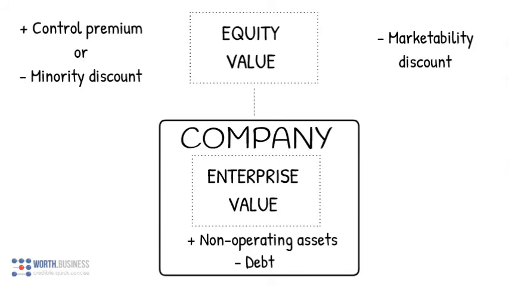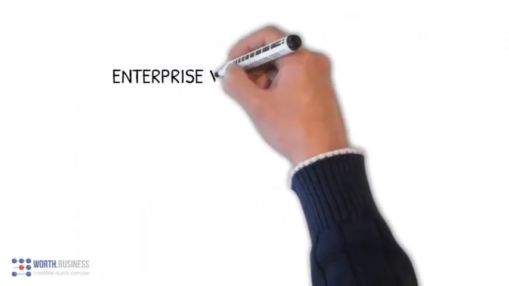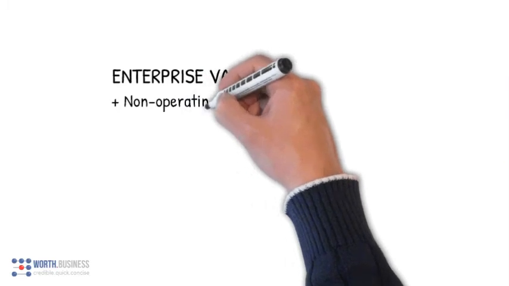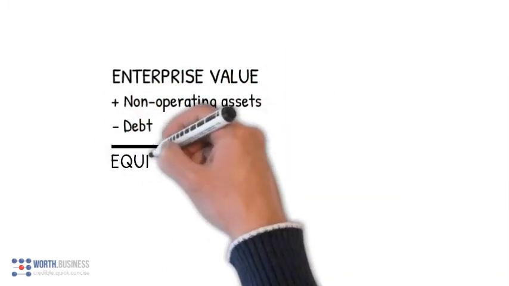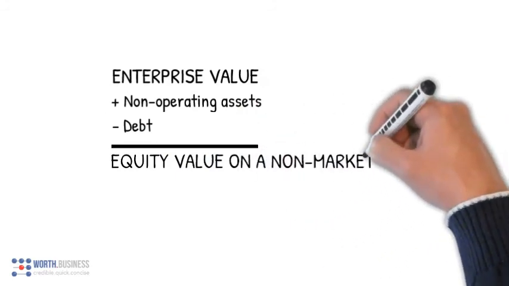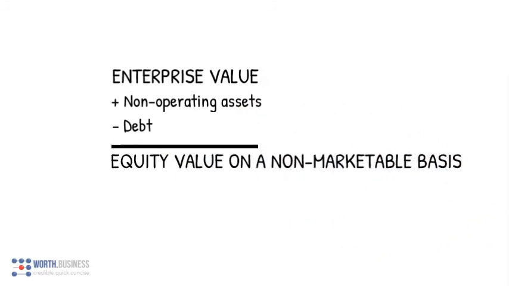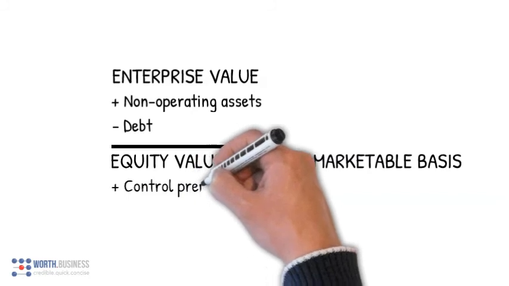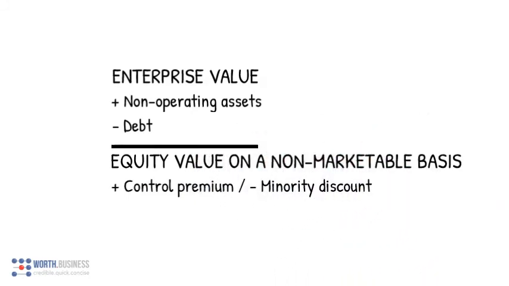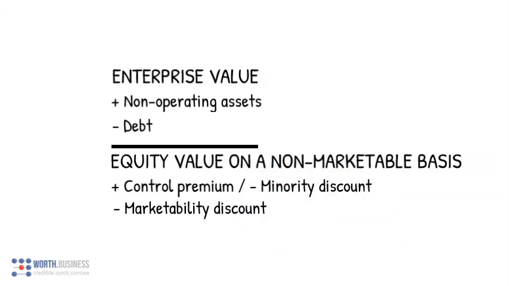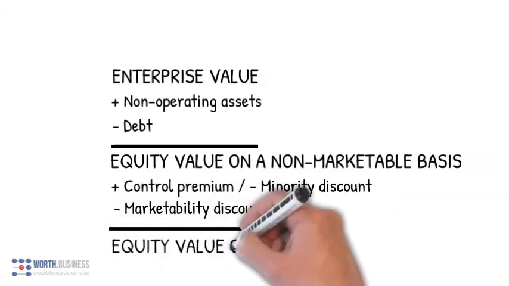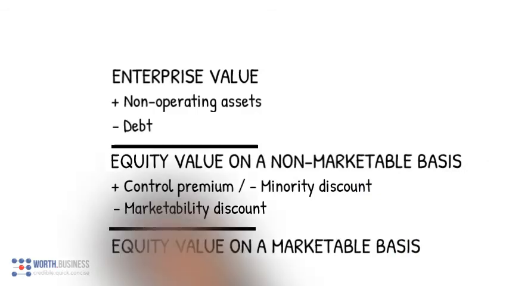Let us then take the principles that we discussed and summarise them in a formula. The collective of enterprise value and non-operating assets at fair values after the settlement of debt derive an equity value on a non-marketable basis. An allowance is made for the circumstances of the sale, and an appropriate discount is recognised if such shares cannot be traded in a liquid market to calculate the equity value on a marketable basis.